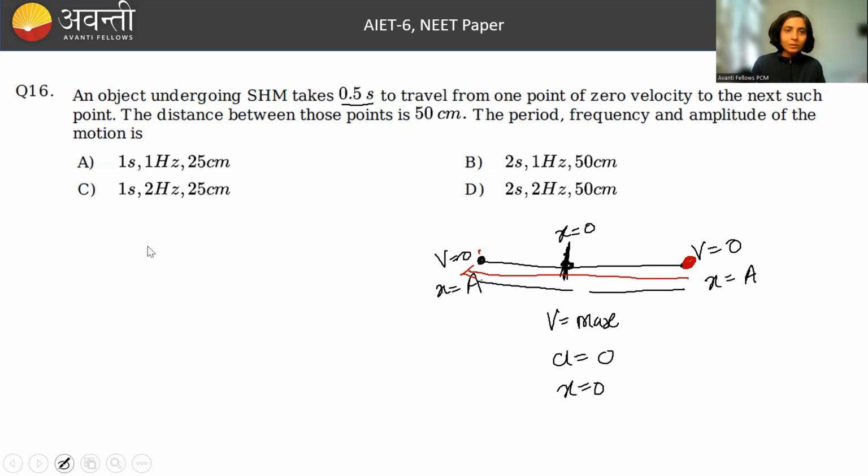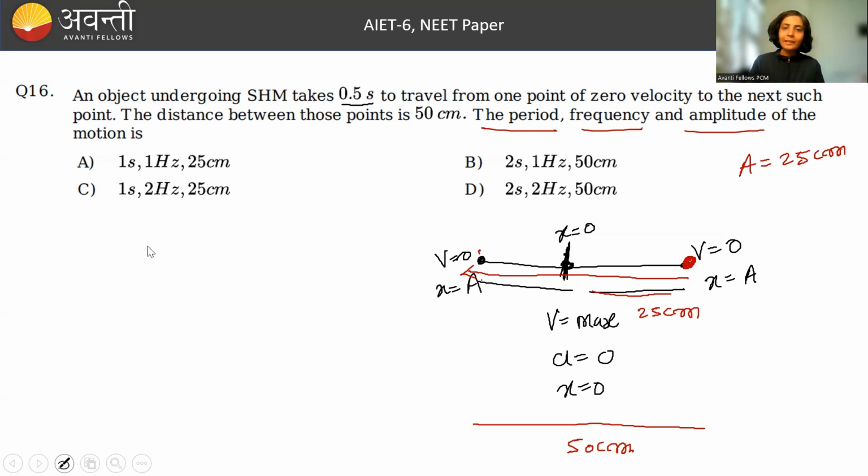The distance between those points is 50 centimeters. So this whole distance is given as 50 centimeters. And since the mean and extremes are equally spaced on both sides, this small distance will become 25 centimeters, and this is equal to the amplitude. So the amplitude value is 25 centimeters. We need to find the time period, the frequency, and the amplitude.